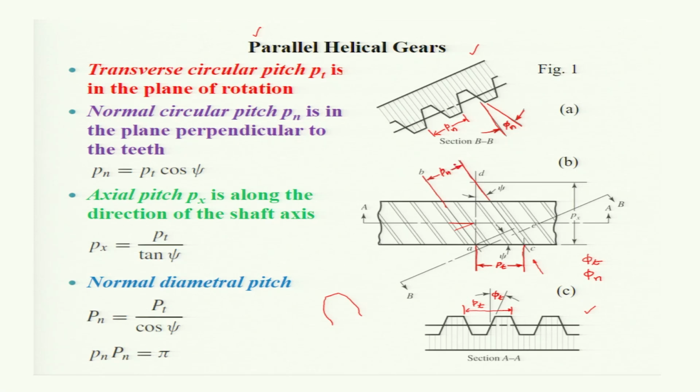And the gear teeth are not parallel to the axis. This is the axis. Gear teeth are inclined by a certain angle to the axis. So the angle by which the gear teeth are inclined is known as the helix angle, and that is given by this psi. It is the helix angle.